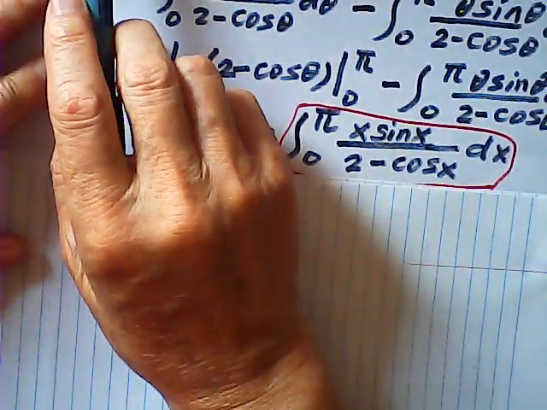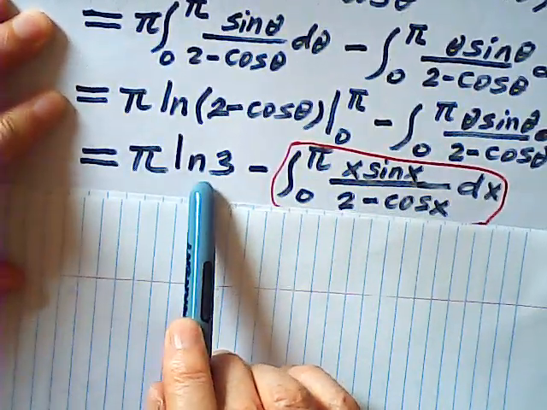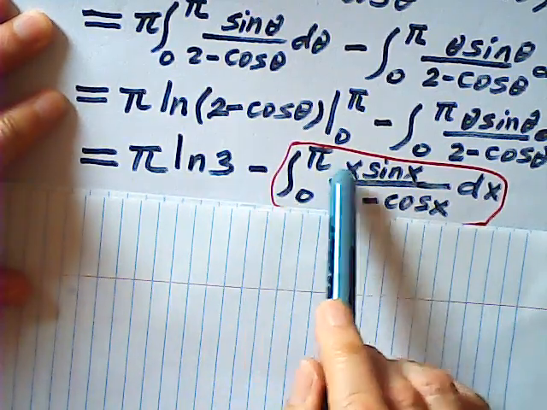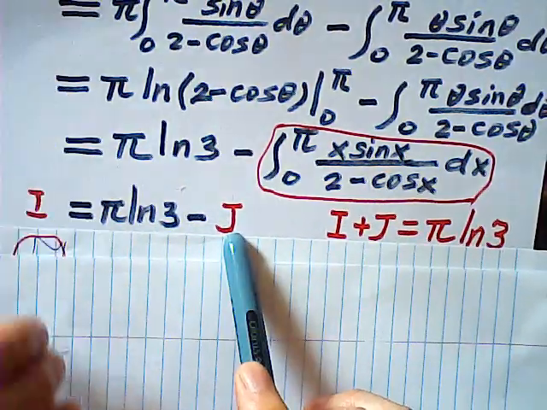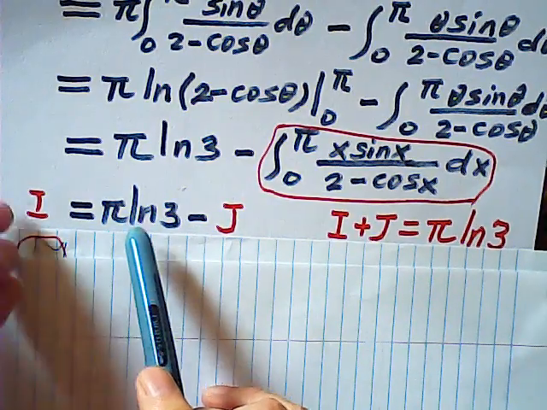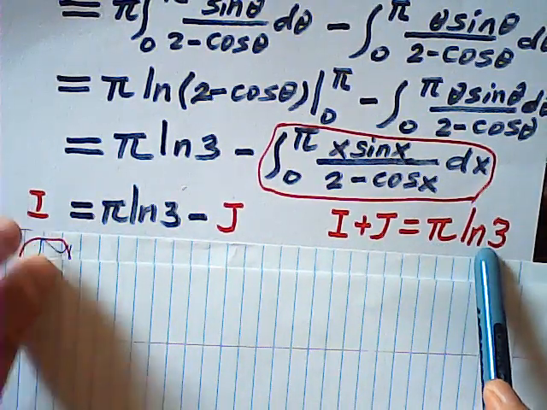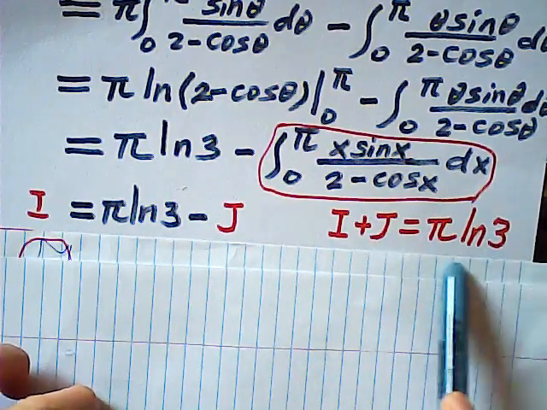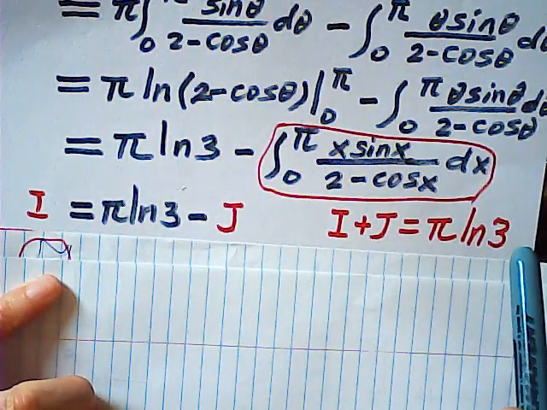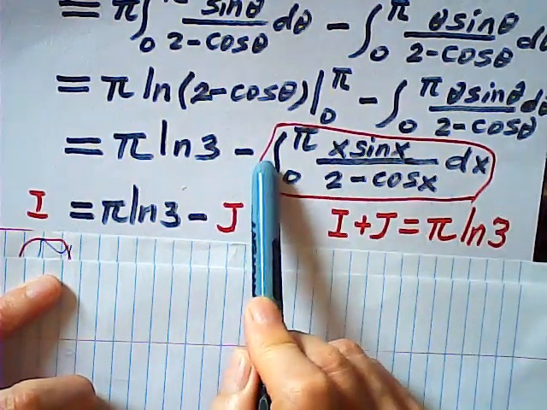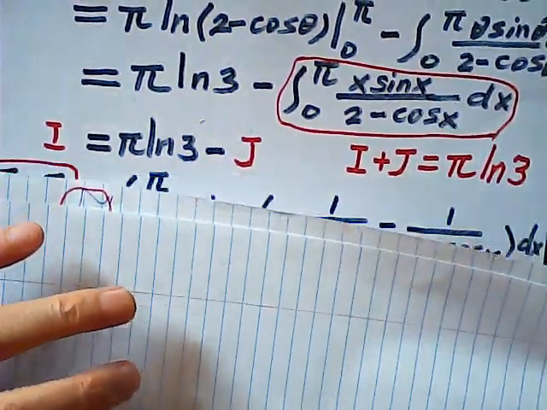So in other words, my I is equal to pi log 3 minus this integral. Let me call this integral J. Okay, I is equal to pi log 3 minus J. Therefore, I plus J is pi log 3. So this is my first equation. Well, I'm looking for I, and my I plus this one is pi times log 3. That is the first conclusion I have.